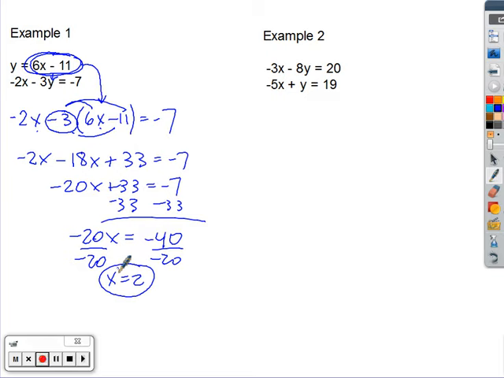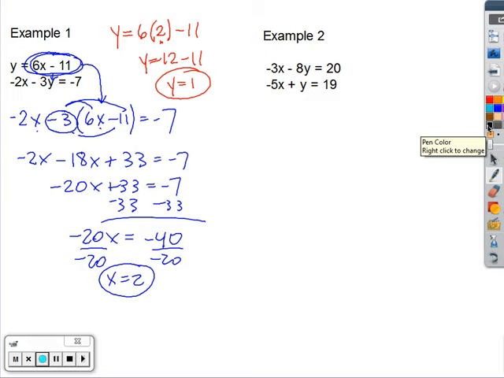I'm only halfway done because I need to find y as well. So I take that x equals 2 and I plug it back into my original equation. It doesn't matter which equation you choose. I'm going to choose the easier one. Okay, and I'm going to plug the 2 in for the x. Instead of the x, I plug in 2 and I solve. So y is going to equal 12 minus 11. So y is going to equal 1. The final answer to a system of equations must be written as a coordinate. So my final answer then is 2, 1.